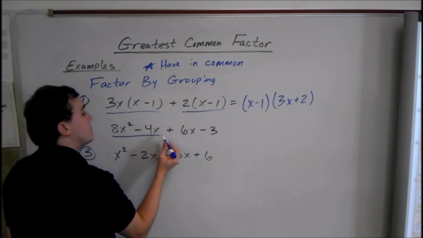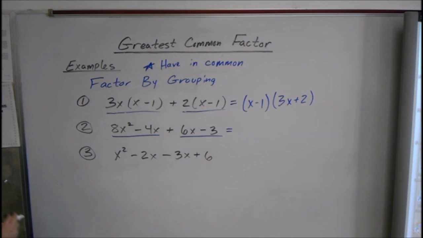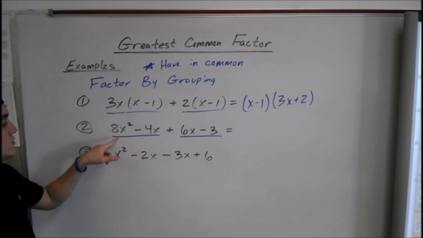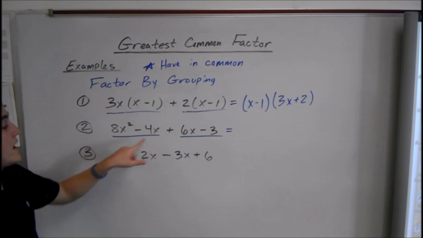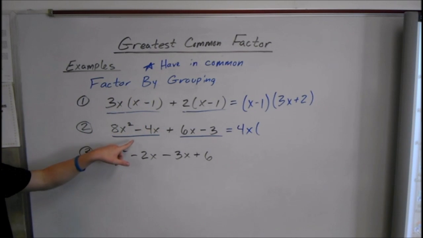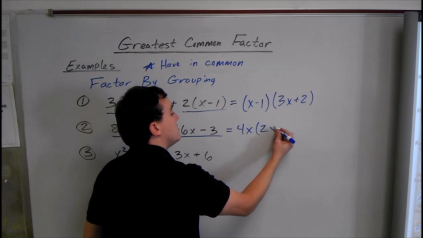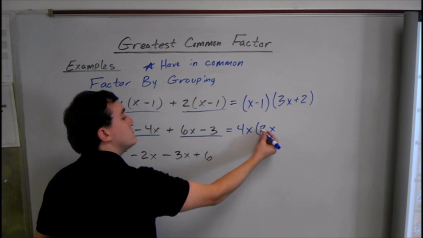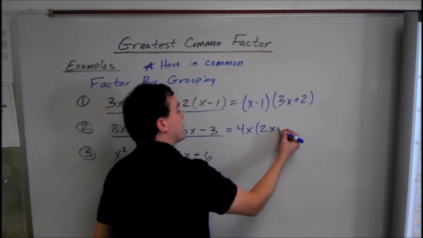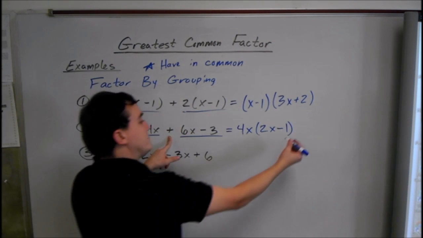So we look at our first two and our last two separately. So we have 8x squared minus 4x. What can we take out of that? Well, they both have 4 in common, and they both have at least one x. So we can take out a 4x. If we take out a 4x, we're going to have 2x here. That's a 2. Minus 4x divided by 4x is 1. So 2x minus 1.